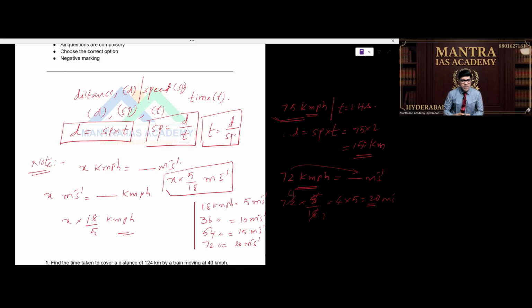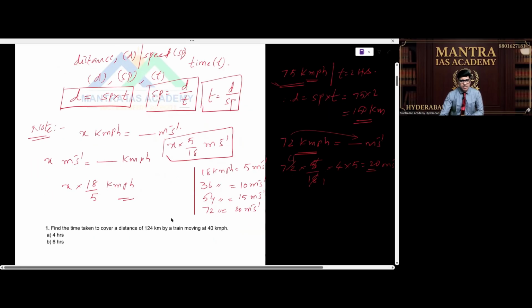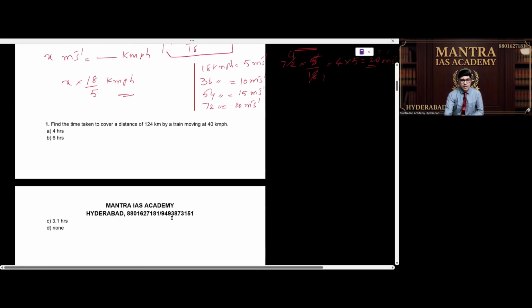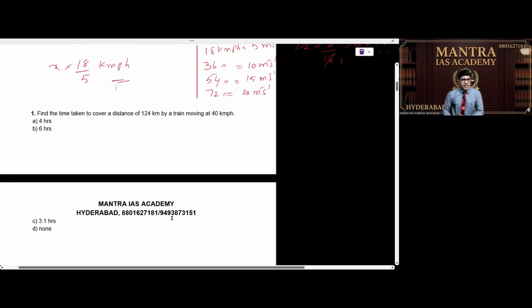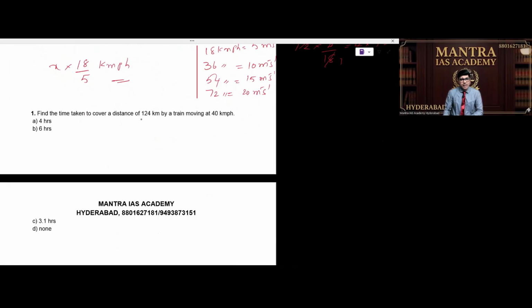I will tell you that one. So start with a very basic question. The first question here, observe that one. What is the question here, beta? Find the time taken to cover a distance of 124 kilometers by a train moving at 40 kilometers per hour.